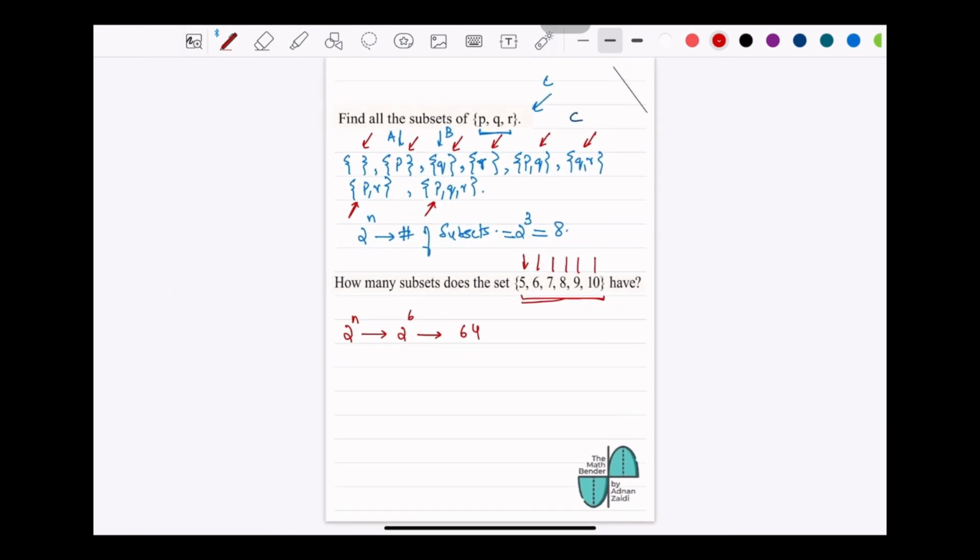Alright, so this is all about the basic theory of what sets are. In our next session, we'll take it further on other topics.